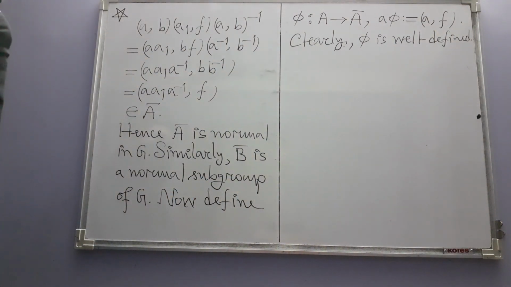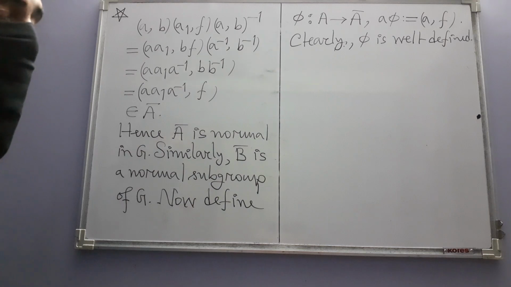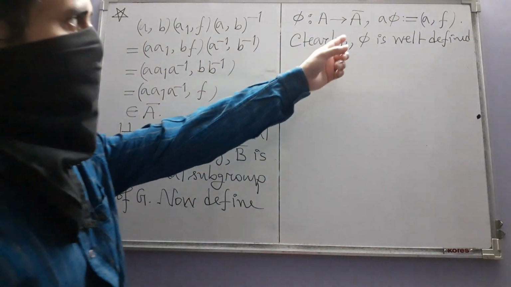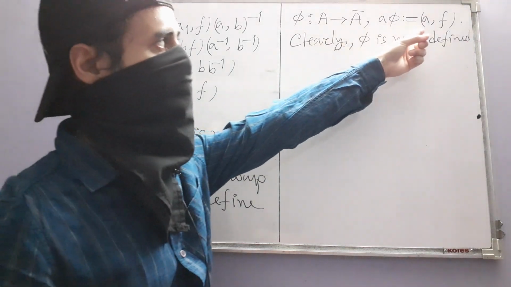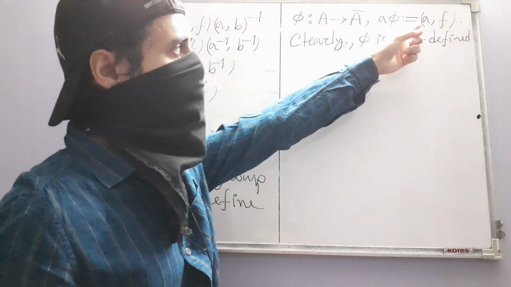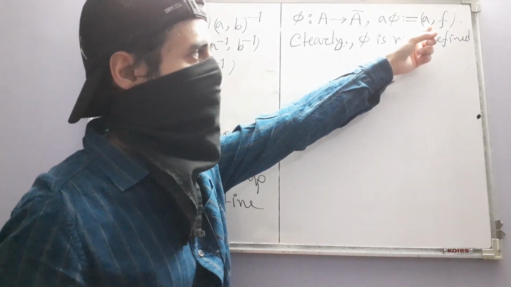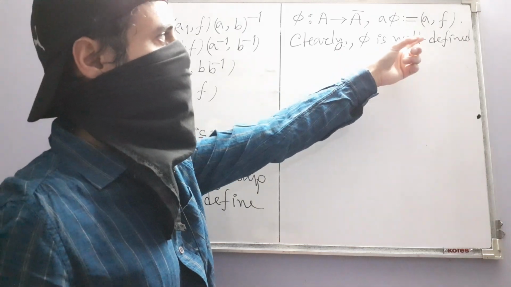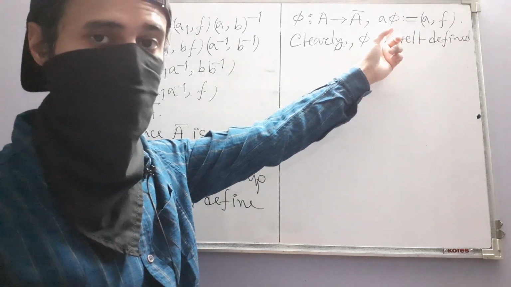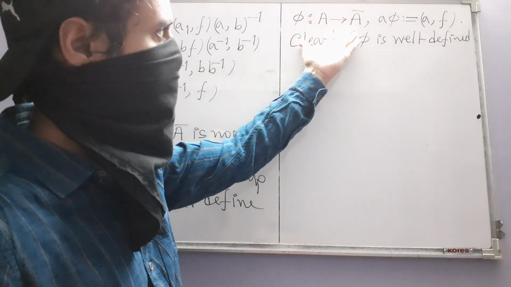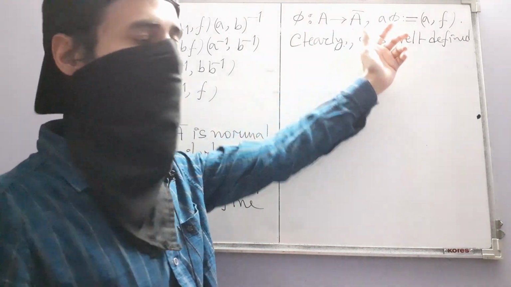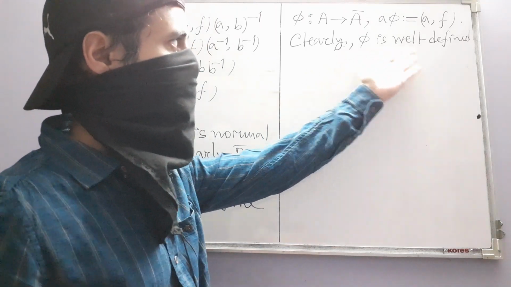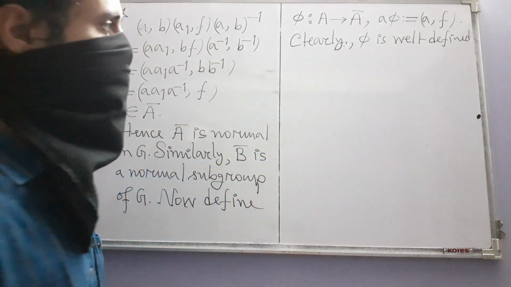Next, let us show that this is onto. How do the elements of A bar look? The elements look like that. So, from the first coordinate, you can see that any such element is the output for a given input. I mean, if (a, F) is any element in A bar, then that is the phi image of a. And that is why this function is clearly not just well defined but onto as well.